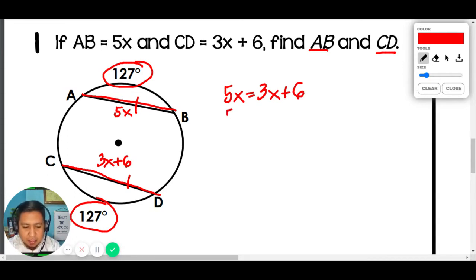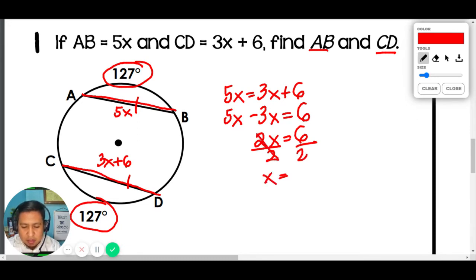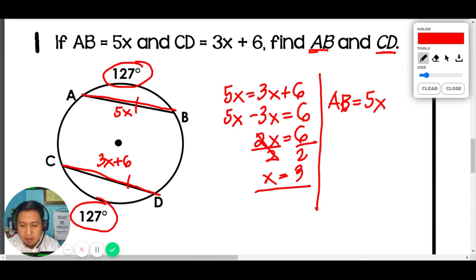Let's try to combine similar terms. 5x minus 3x is equal to 6. So that would be 2x is equal to 6. Divide both sides by 2. Cancel out. x now is equal to 3. But this is not yet the final answer. We need to find the value of AB and CD. We already have our x. We all know that AB is equal to 5x. So that would be 5 multiplied by 3. Just need to substitute. And the answer is 15 units.